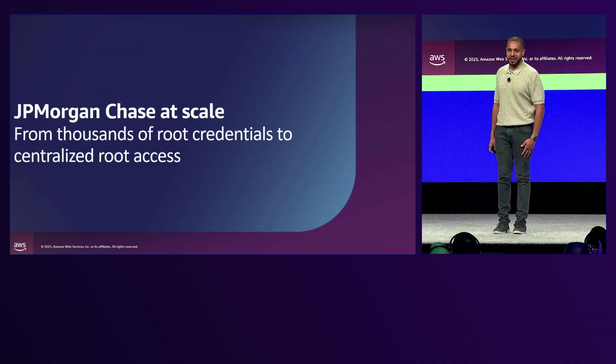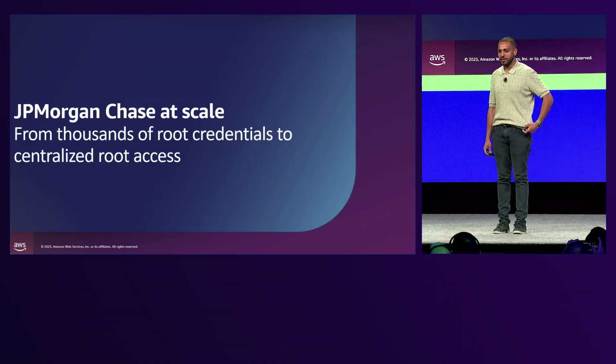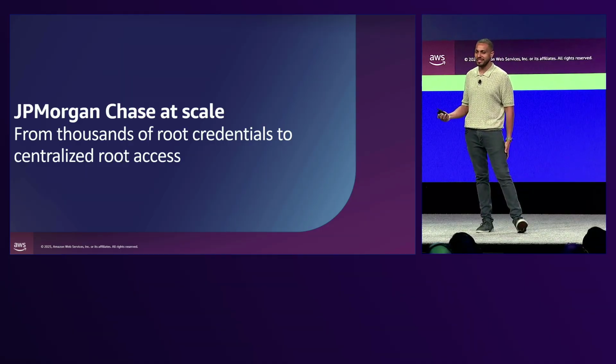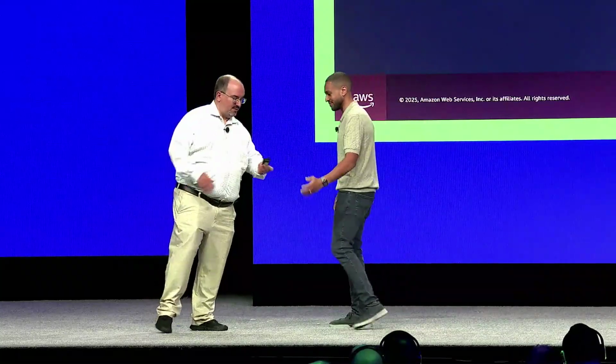So James now will show how JPMorganChase centralized their root access across their multiple AWS organizations and reduced the huge amount of work. So sure. James, off to you. Thank you, Khaled.